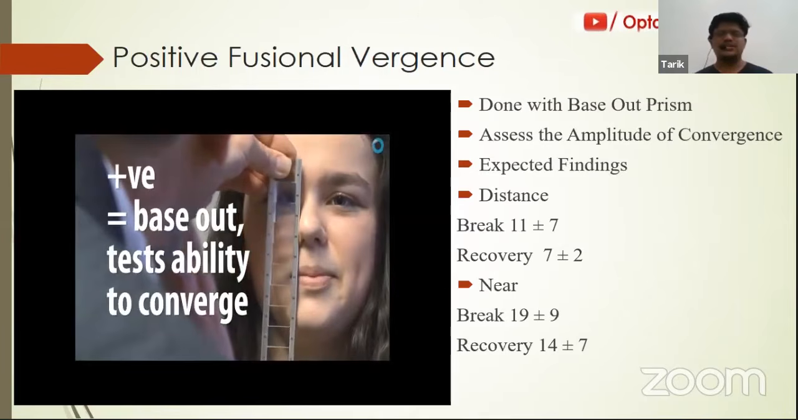So what is the point of assessing negative fusional vergence and positive fusional vergence? Positive fusional vergence means how much convergence I can do. A patient with convergence insufficiency will give you a lesser PFV value for near, whereas a patient with convergence excess will give you a higher value for PFV.